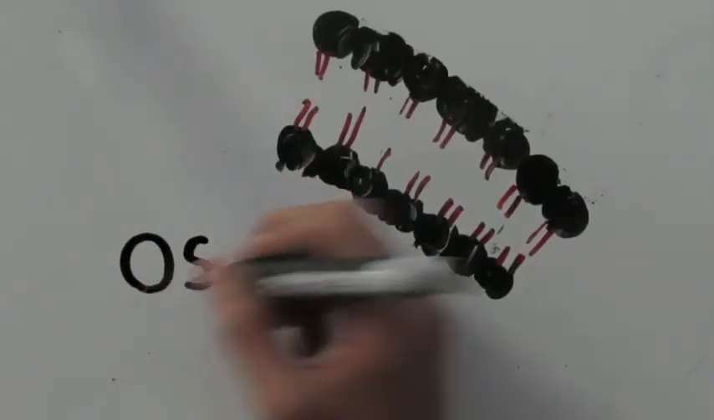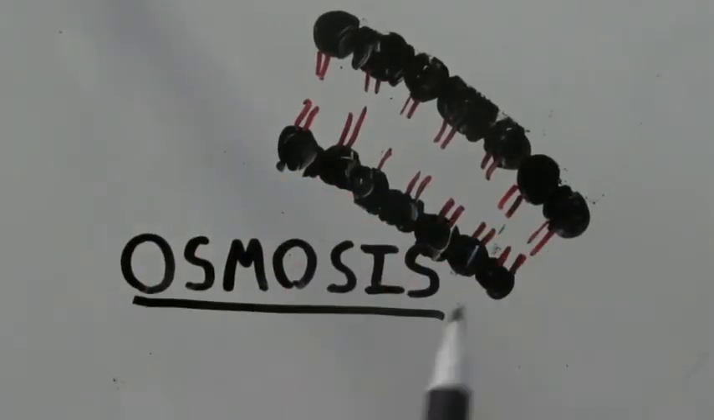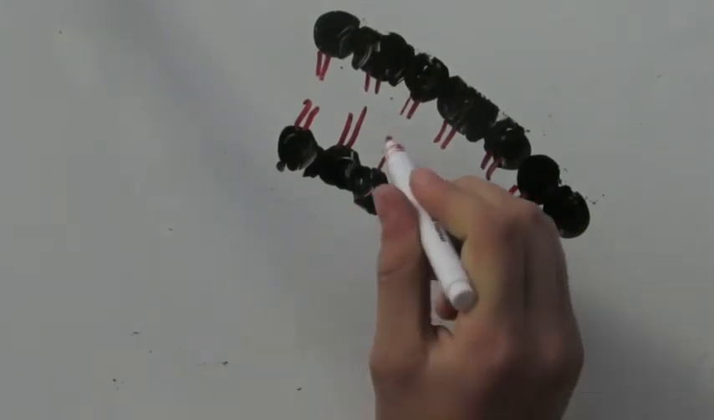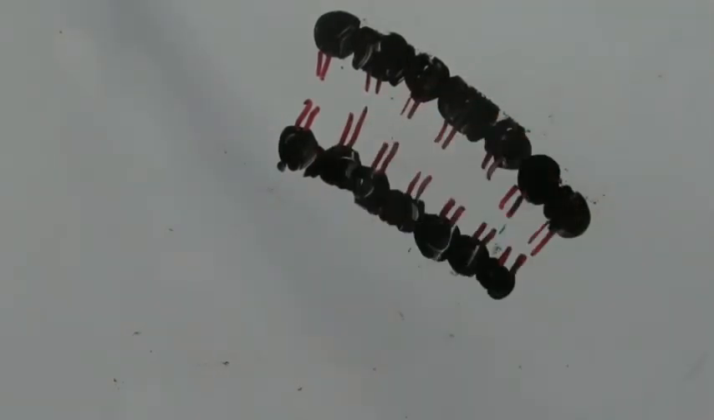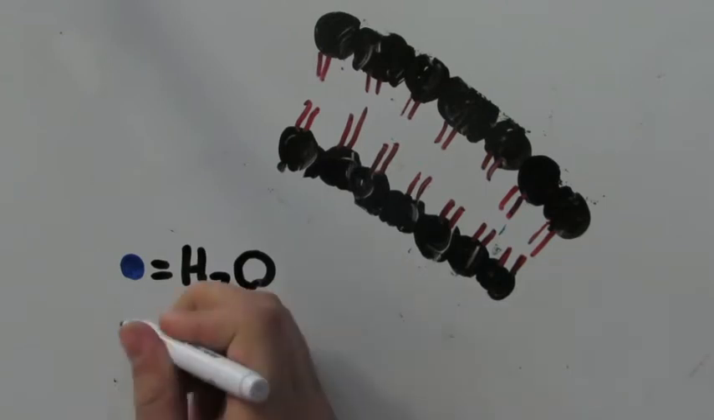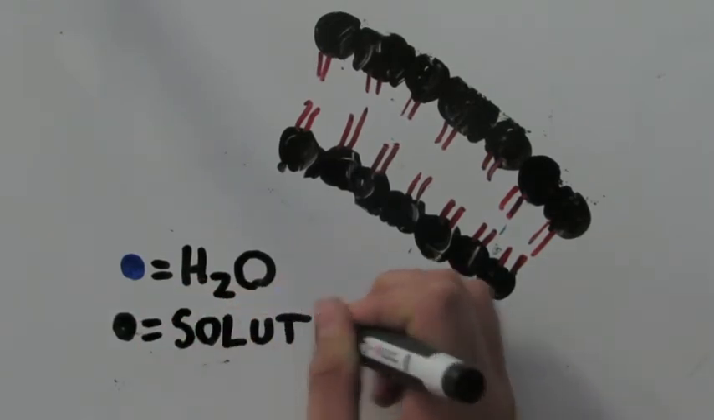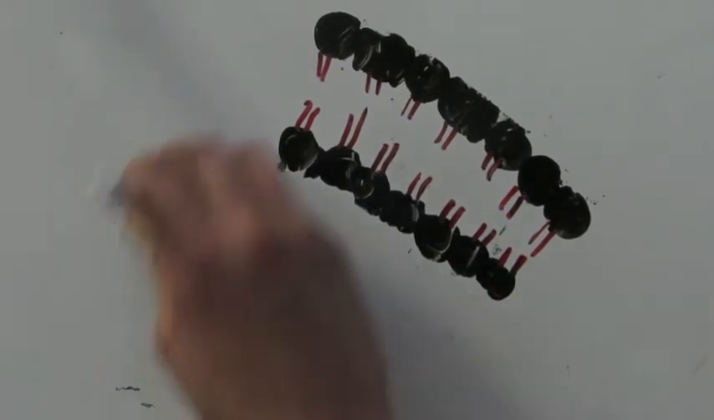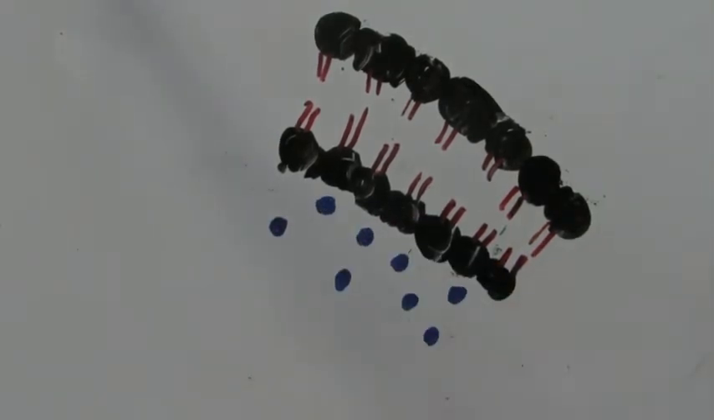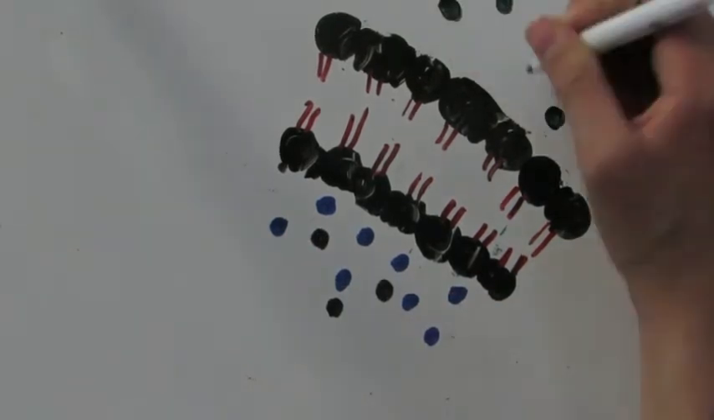The final form of diffusion we will be looking at is osmosis, which is the diffusion of water. In osmosis, water diffuses across the cell membrane from the hypotonic environment, where there is more water than a solute, to the hypertonic environment, where there is more of a solute than water, in order to even out the solute concentration.